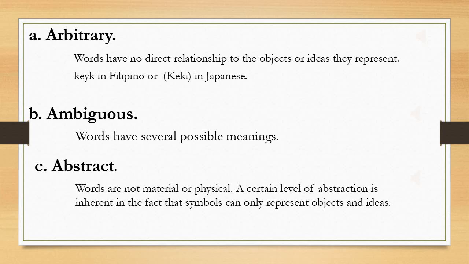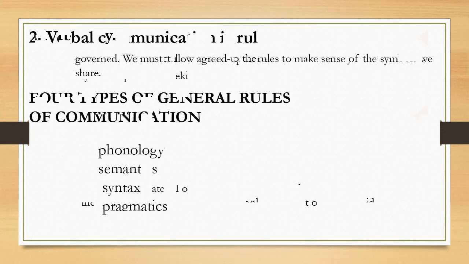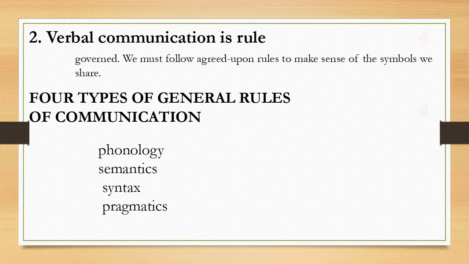A certain level of abstraction is inherent in the fact that symbols can only represent objects and ideas. You cannot touch words. They exist in the mind. What we can see and touch are the objects we associate words with, but we can never touch letters or symbols. Verbal communication is rule-governed. We must follow agreed-upon rules to make sense of the symbols we share.